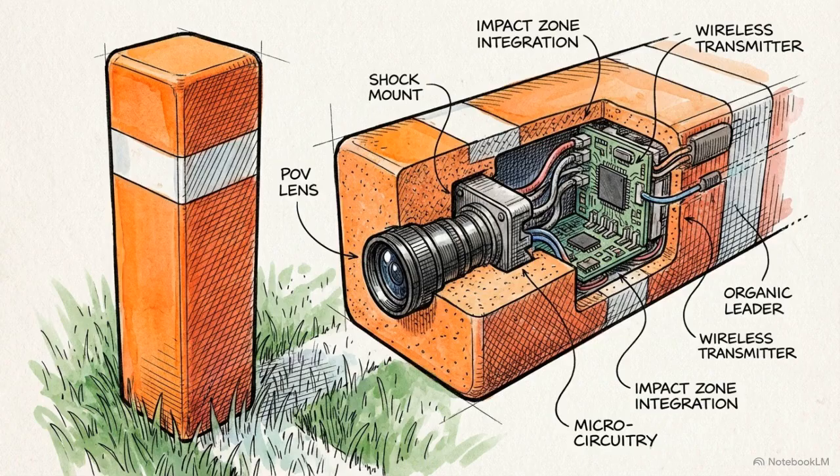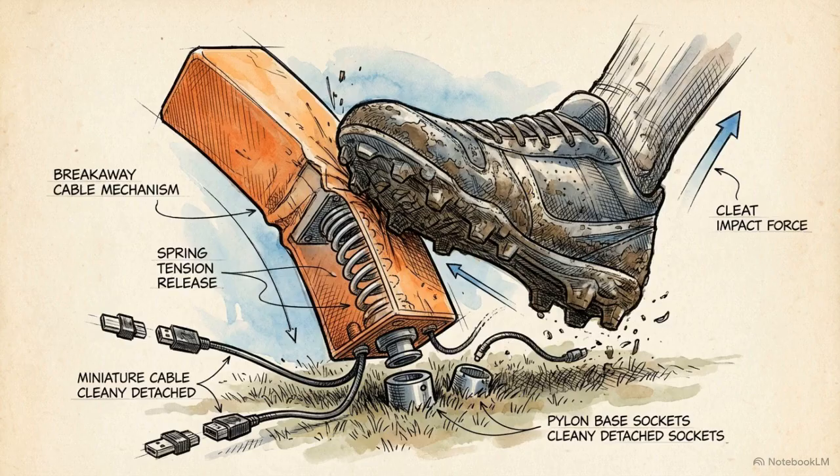Broadcasters also embed ruggedized point-of-view cameras directly into the impact zones. The miniature cameras inside the NFL's goal line pylons are hardwired with specialized breakaway cables that instantly detach during a player collision to prevent injury.